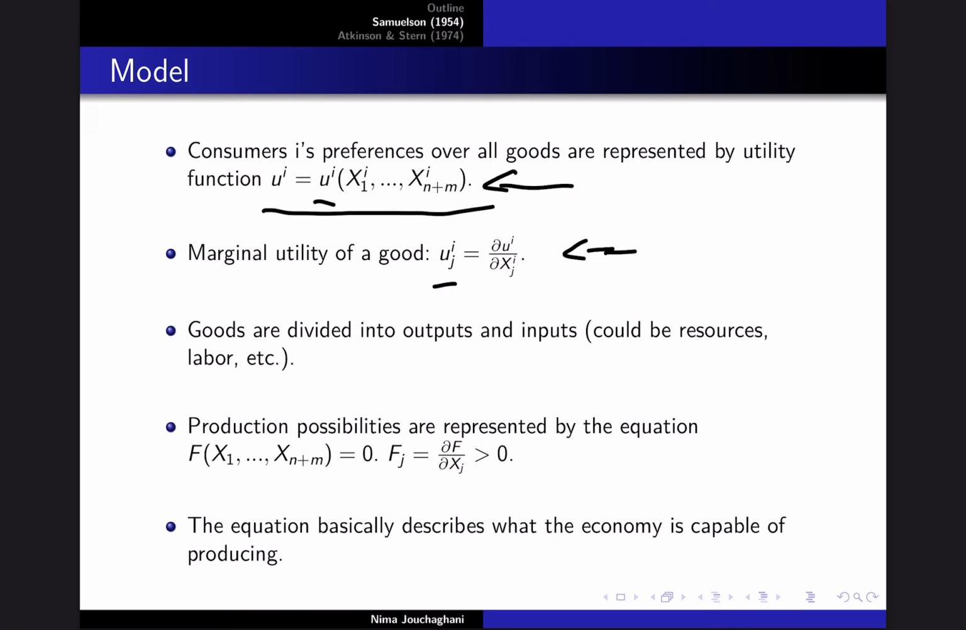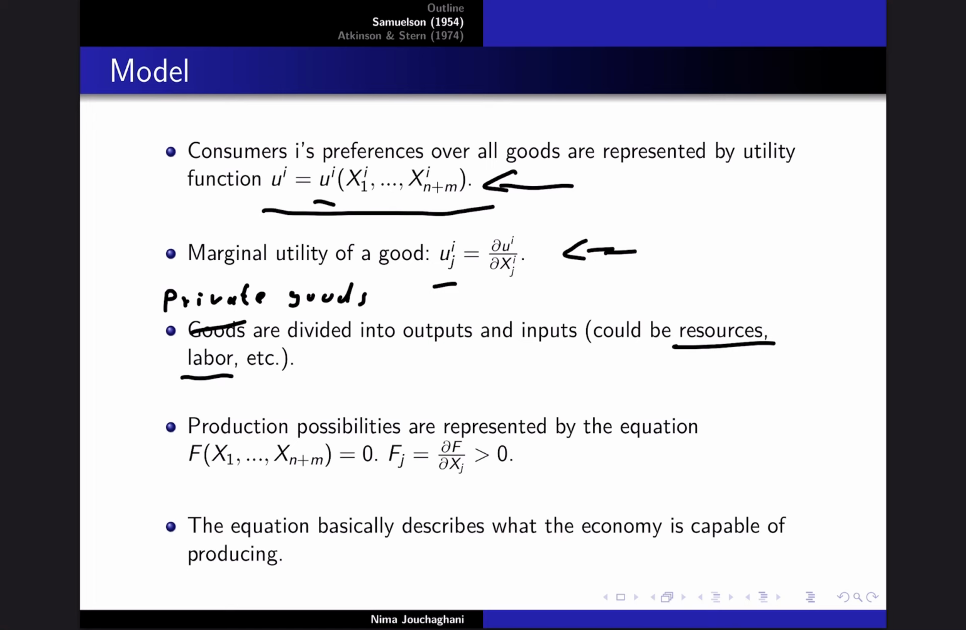Now the private goods are divided into outputs and inputs. Outputs are goods which are consumed, and inputs are goods which are used to produce outputs and public goods. So you use the inputs to produce either private good outputs or the public good. And inputs could be resources, for instance wood or something like this, or it could also be labor.